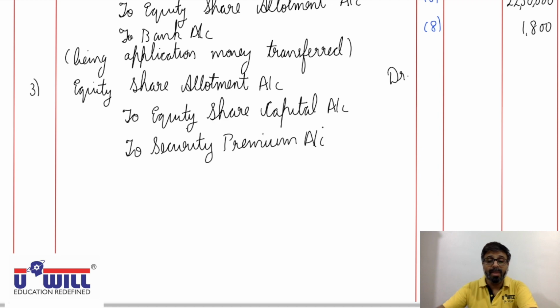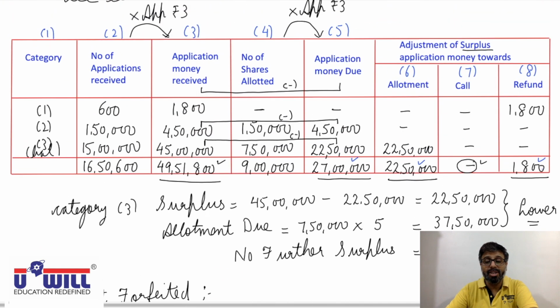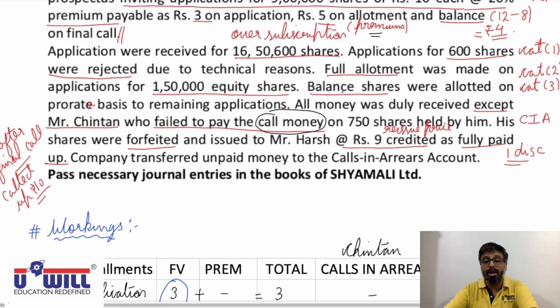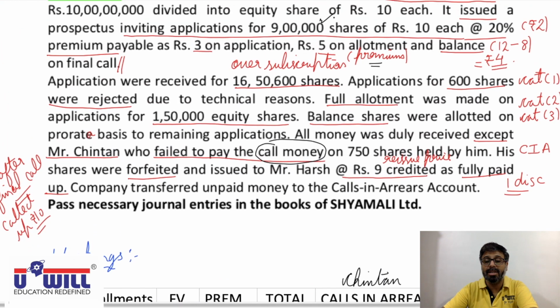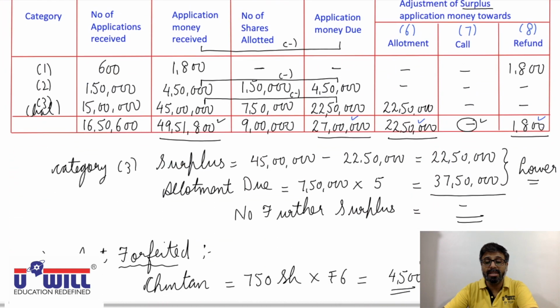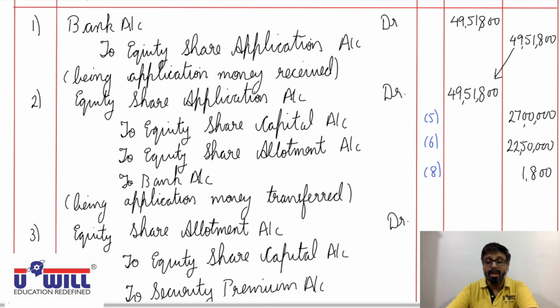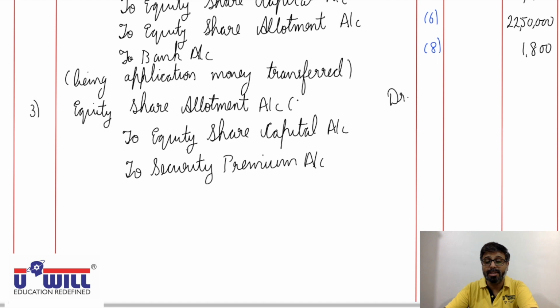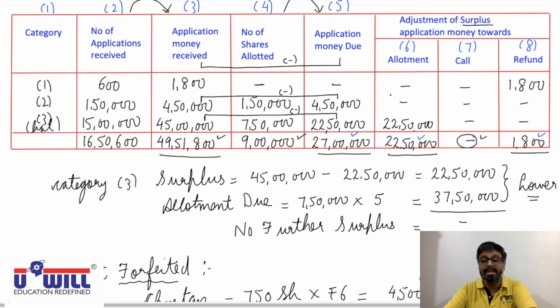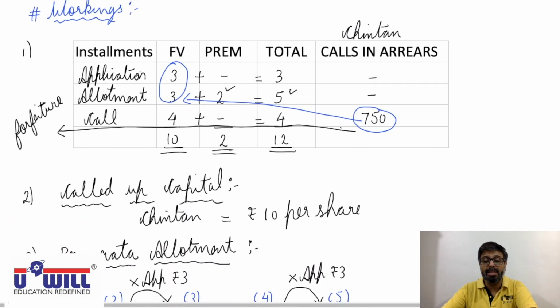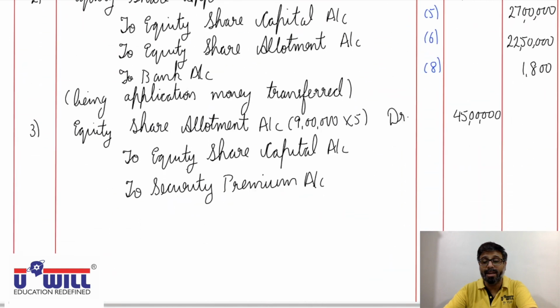Now what amounts? Since we have allotted and issued 9 lakh shares, number of shares allotted is also 9 lakhs. All entries we have to pass with 9 lakh shares. Now, allotment will be 9 lakh into 5, 45 lakhs. What is the total amount of allotment money? 45 lakhs. 5 rupees is the total money due for allotment.